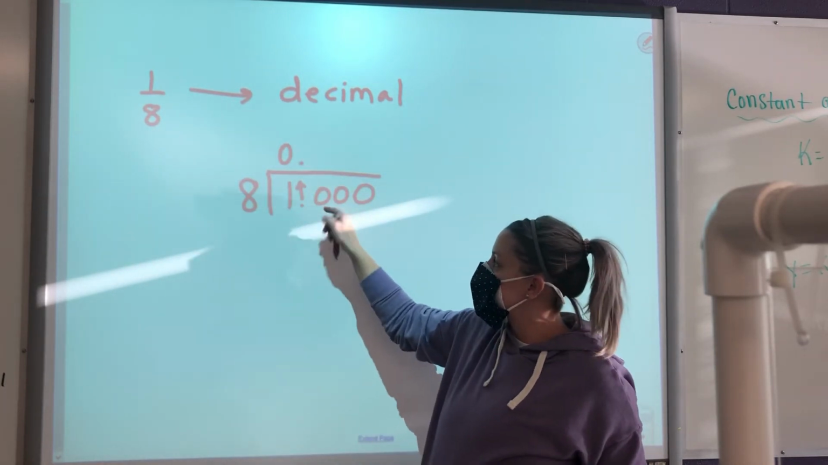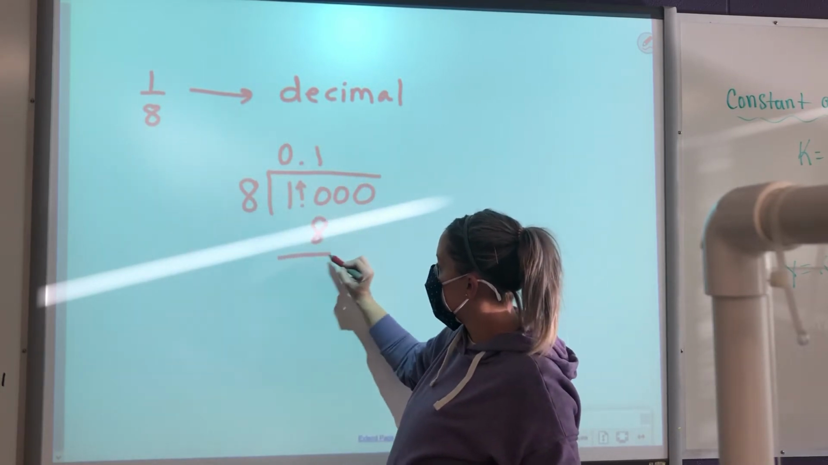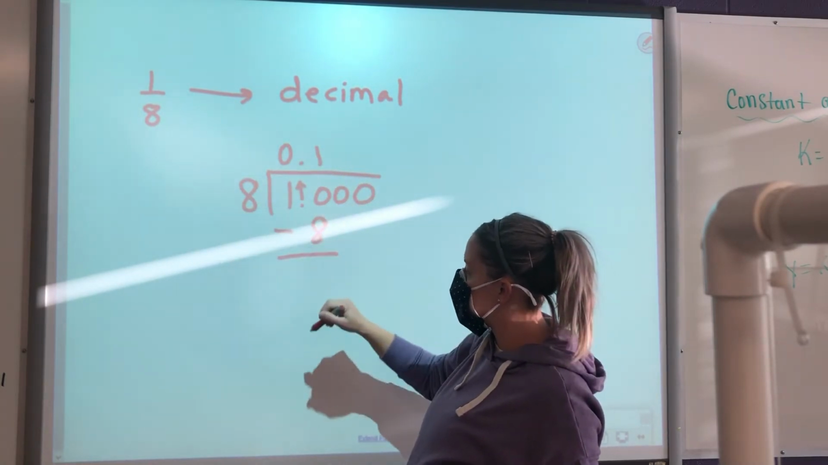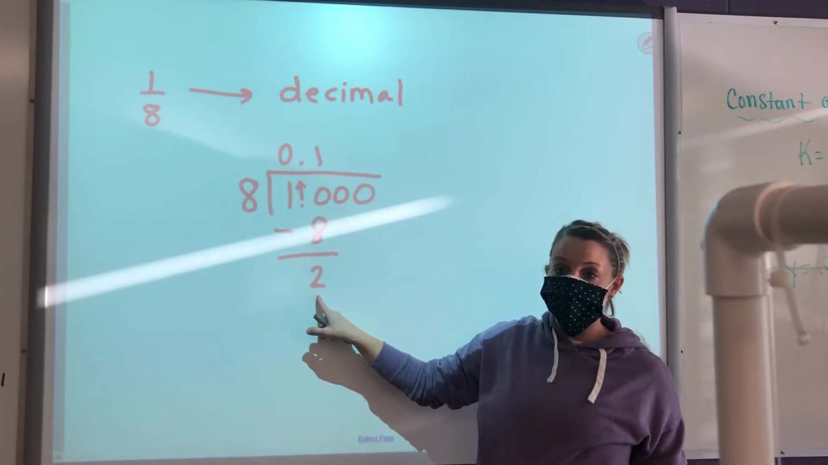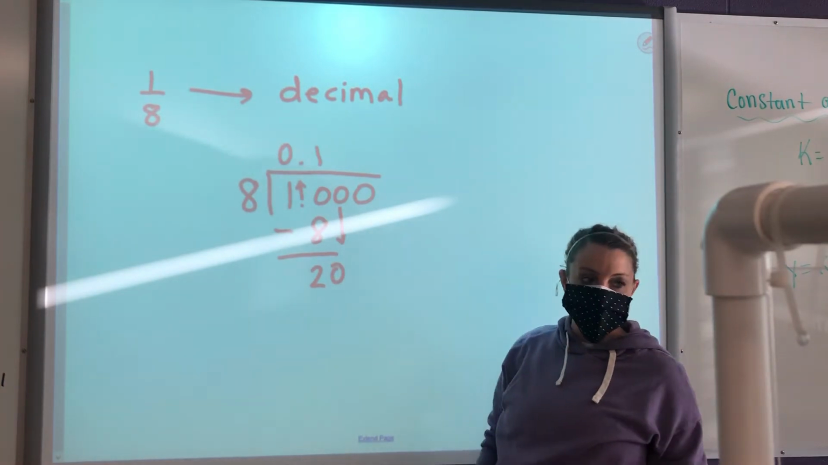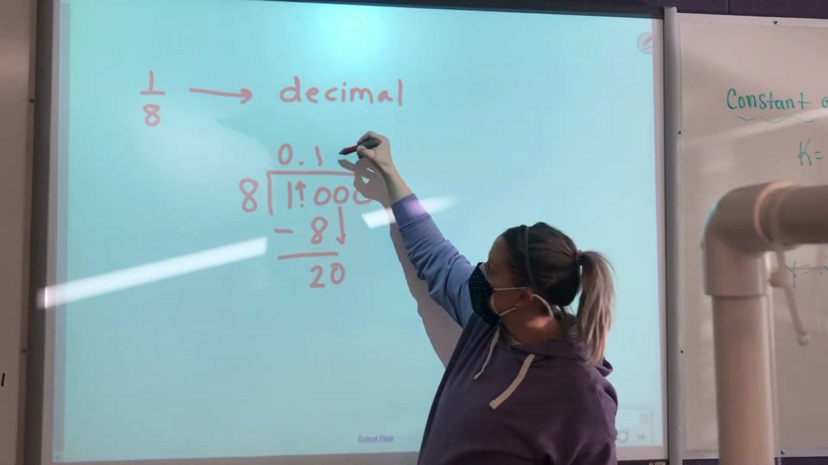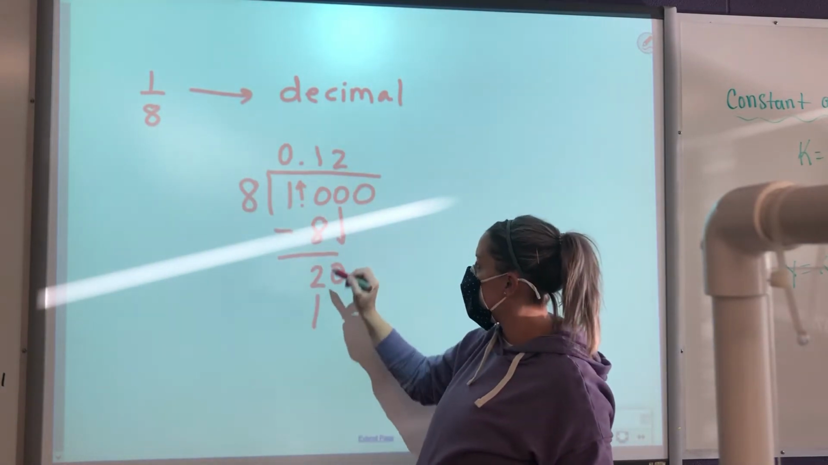8 goes into 10 once. 1 times 8 is 8, and I subtract. 10 minus 8 is 2. 8 can't go into 2, so I need to bring down my 0. 8 goes into 20 twice.